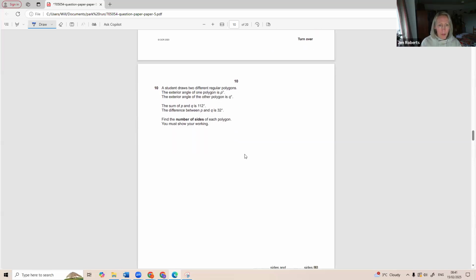Well, hang on, before we do that, we know the sum of P and Q is 112. So P plus Q is 112. The difference between P and Q is 32. So now we should be noticing, well, it's simultaneous equations as well. We've got 2 unknowns here, so how do we work them out? With simultaneous equations, I always look to see are the terms the same here. They are. We've got 1Q, 1Q.